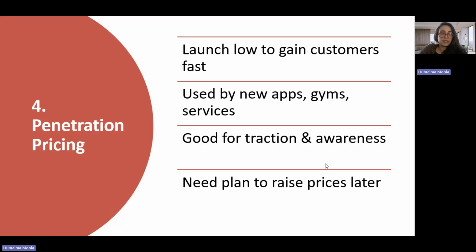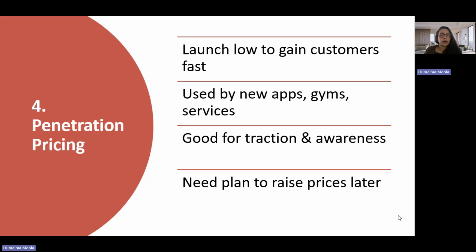The fourth type of pricing is penetration pricing. So penetration pricing is basically when a business starts with a low price to attract customers quickly and then gain market share, right? And this is often used by new businesses trying to enter a competitive market. For example, a new gym may open with a discounted membership fee, or a new app may launch at a very low introductory rate. Or a business might run a temporary launch special to build that momentum.